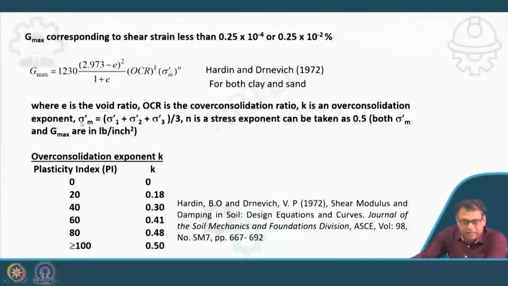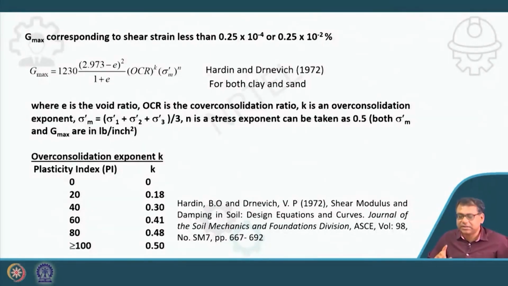Similarly, sigma m dash is your mean effective overburden pressure. That means it is sigma 1 dash plus sigma 2 dash plus sigma 3 dash divided by 3. Generally sigma 1 dash is the vertical effective overburden pressure, and sigma 2 dash and sigma 3 dash are the horizontal effective pressures or horizontal stresses. Now n is the stress exponent and can be taken as 0.5.